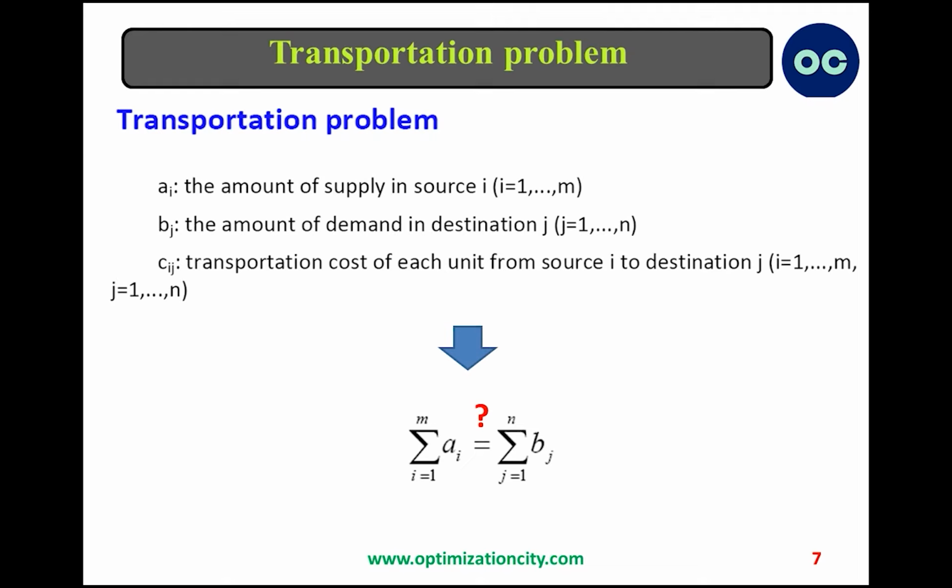In the transportation problem, we assume that the total supply from all resources is equal to the total demand for all destinations. This ensures a balanced distribution of the goods and resources.